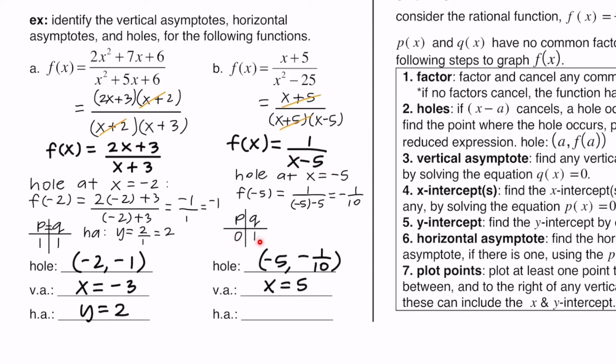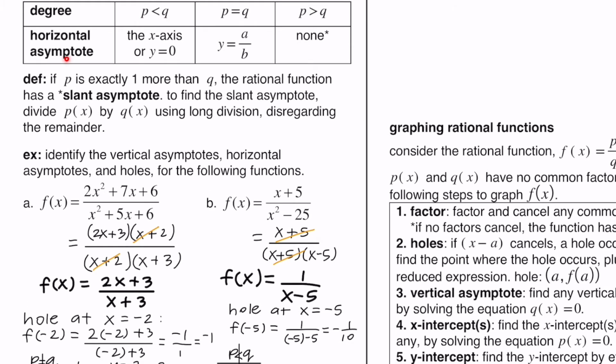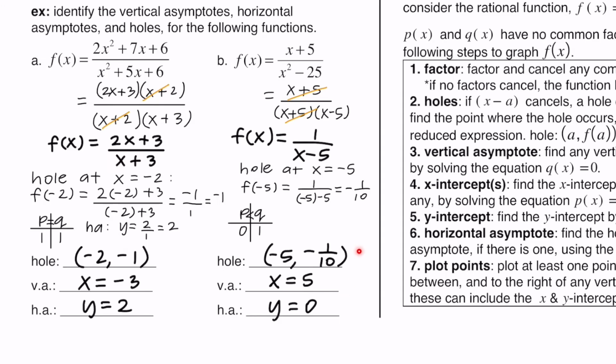And then you compare these values because 0 is less than 1. We write P is less than Q. So I'm going to look back at this table. When P is less than Q, the horizontal asymptote is the line y equals 0. All right, so I have everything filled in right here.